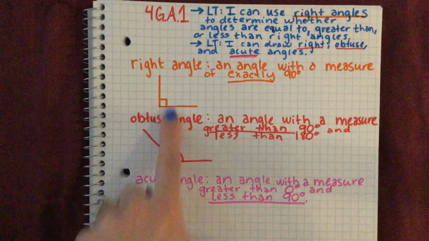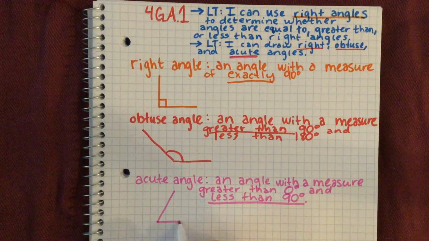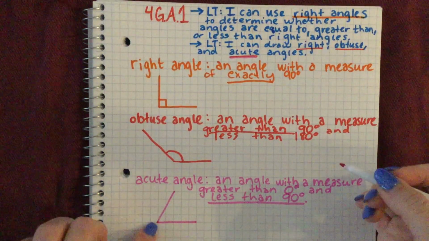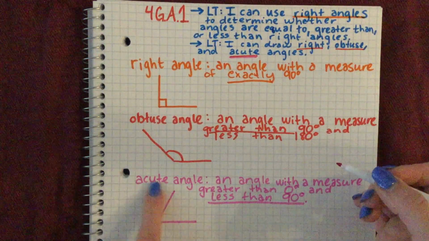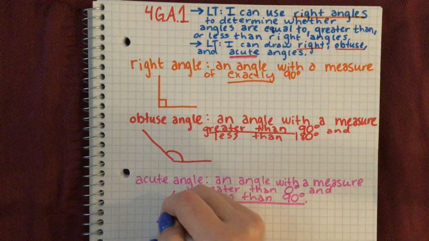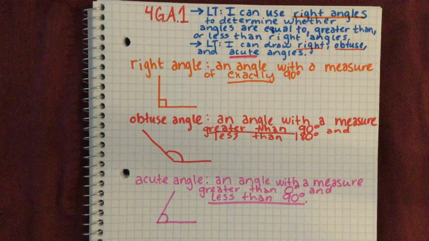And then same thing, I'm just going to keep my line straight at the bottom. And you can see it's not perfectly up and down, so it's not a right angle, and it's not greater than a right angle. It's actually less than 90 degrees, so it's an acute angle.